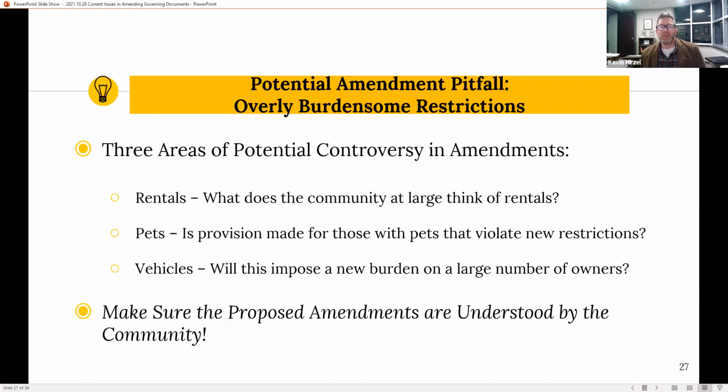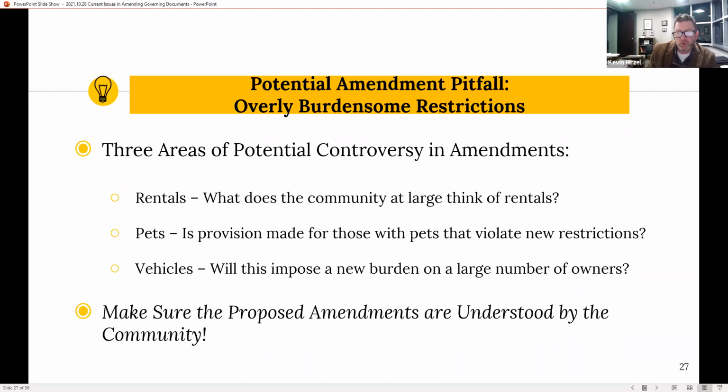Okay, one of the areas, this is another amendment pitfall that we've seen. So in a lot of instances, the board will decide, we need to adopt these things. We need to get the community in line. In order to maximize the property values, there are certain things we need to get through. And the three that people feel the most are rentals, pets, and vehicles, at least in my experience. And the point of this slide is, as you go through your amendment process, it's one thing to say, this is what we would like the community to do, but ultimately, is that going to be able to be sold to the community? Is the community going to buy into what you're trying to do?